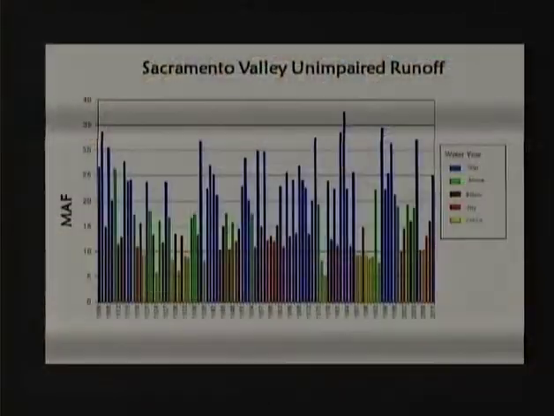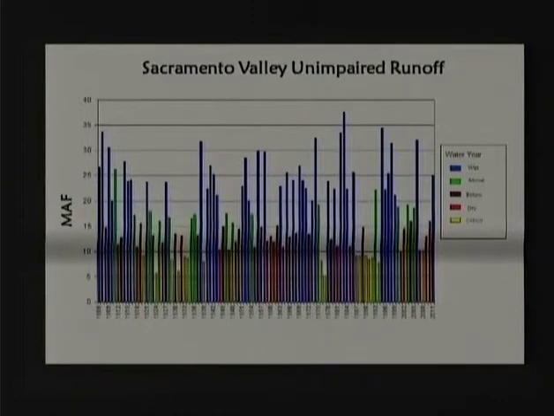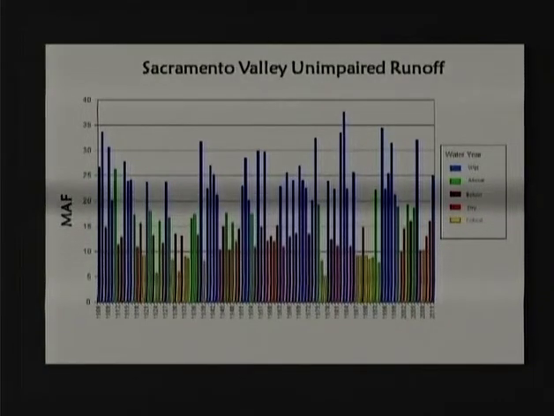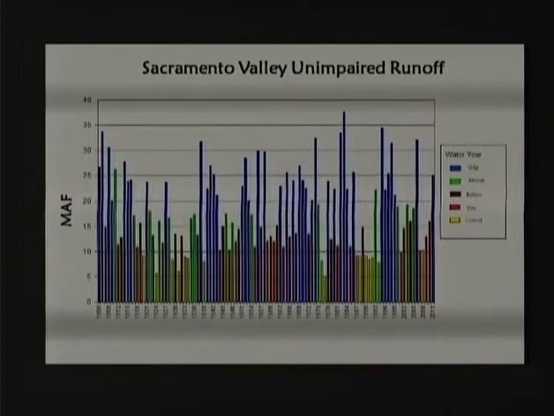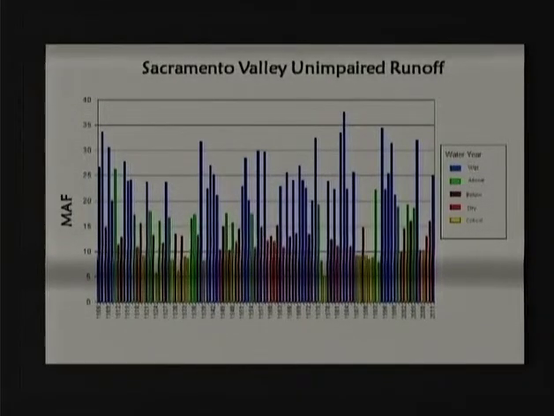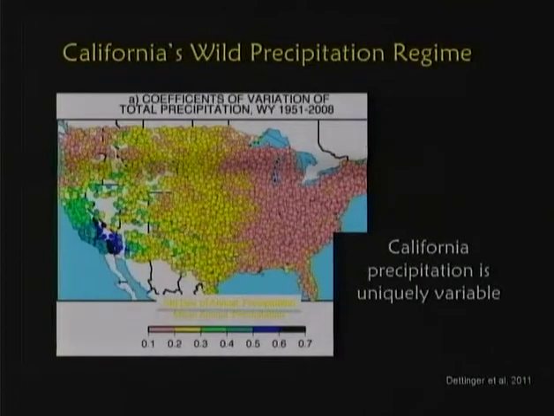So I'll start with a similar graph that you've seen a couple times today, which is the variability of the Sacramento Valley unimpaired runoff. What I also have depicted here is the various year types that go along with these runoffs. So, yes, indeed, we do know it is a quite variable system. How variable is it? How do we quantify that variability? I think this slide here, which was also included in the Dettinger 2011 presentation in front of the Delta Stewardship Council, does an excellent job of quantifying the variability of California's hydrology.